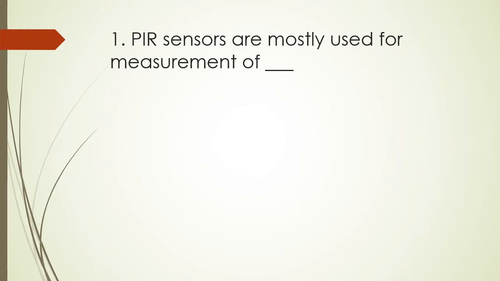PIR sensors are mostly used for measurement of dash. PIR is nothing but the passive infrared sensor, and the options are displacement, force, vibration and human body motion. Here the PIR sensors are mostly used for human body motion.